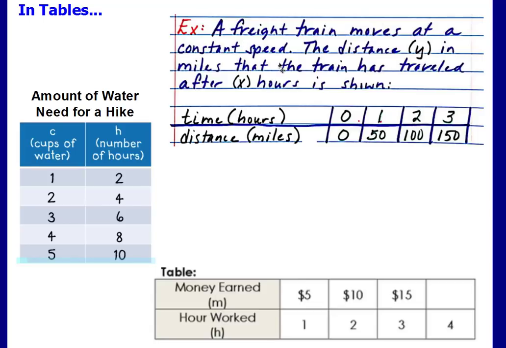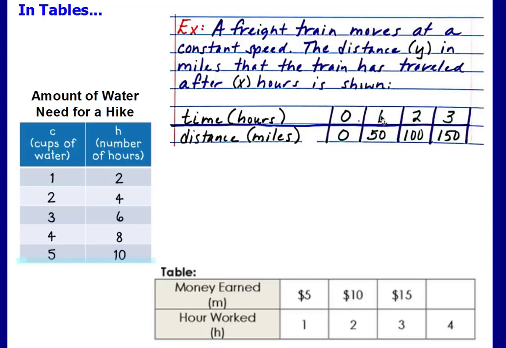A freight train moves at a constant speed. The distance Y in miles that the train has traveled after X hours is shown. Okay, so just to make sure, why would the time in hours be your independent? You need to justify this. Why? Well, we need to know how many miles, and to determine the miles, we have to know the time. So the miles, the distance, is dependent upon the time.